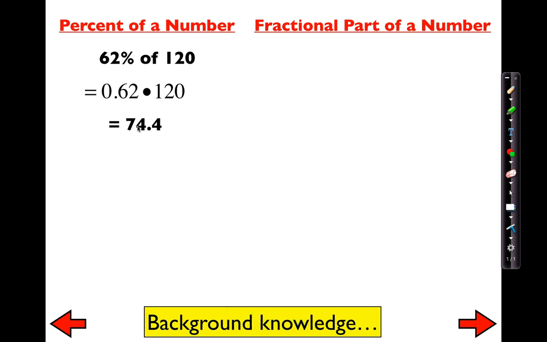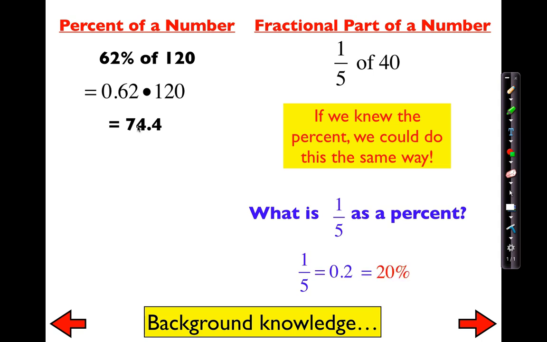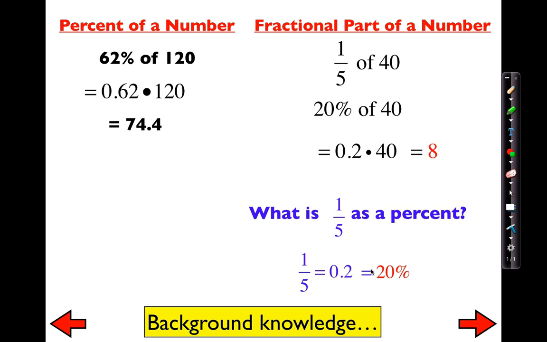So now what if it's a fractional part, maybe 1/5 of 40, for example? If we knew the percent, we could do this the same exact way. So what is 1/5 as a percent? Well, 1/5 is 2/10, which is 20%. So once you divide this, you would get 0.2, but then to turn it into a percent, you would just move the decimal over 2, and that's how we would end up with 20%. So in other words, this is essentially 20% of 40, which is 0.2 times 40, which would then be 8.